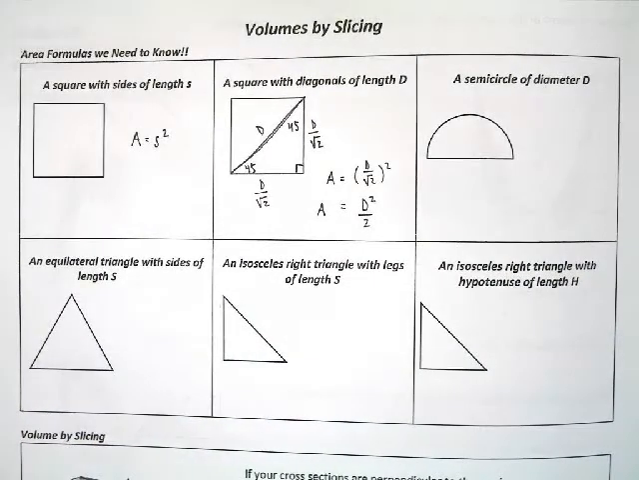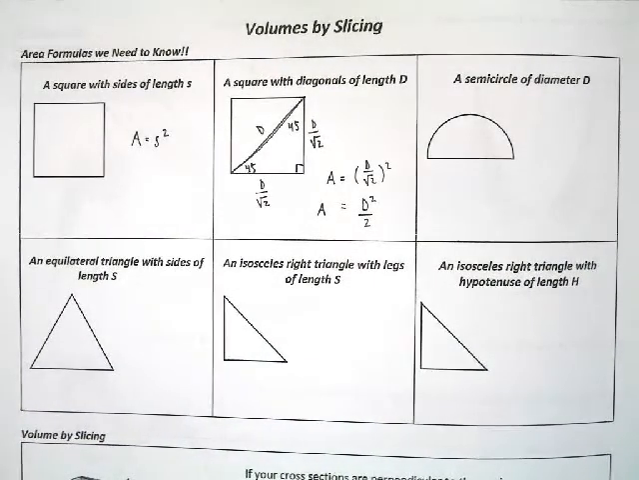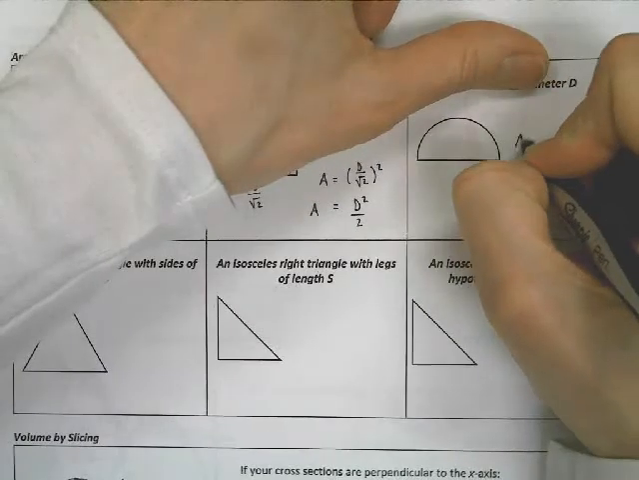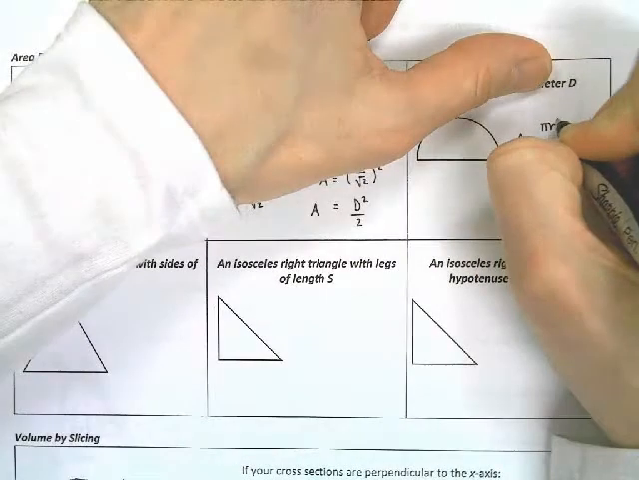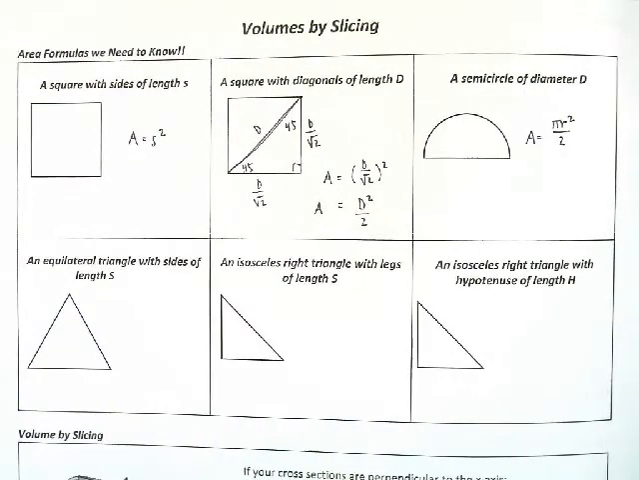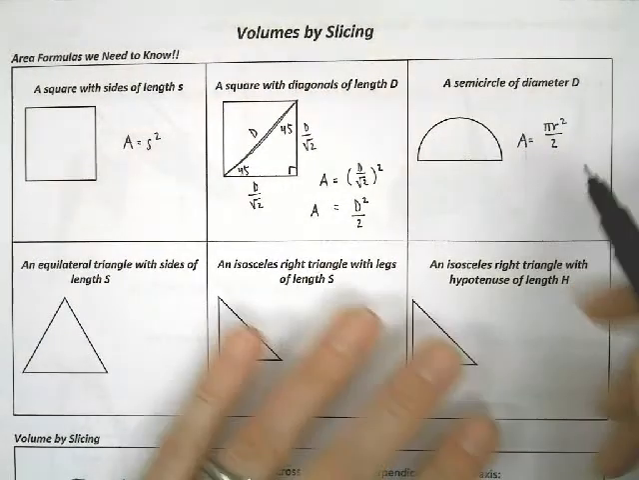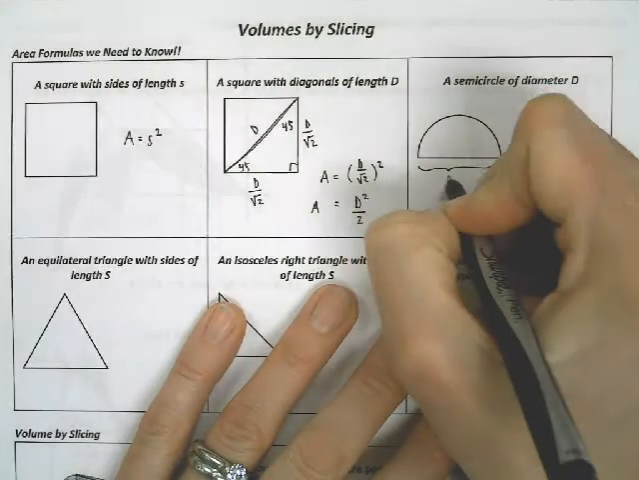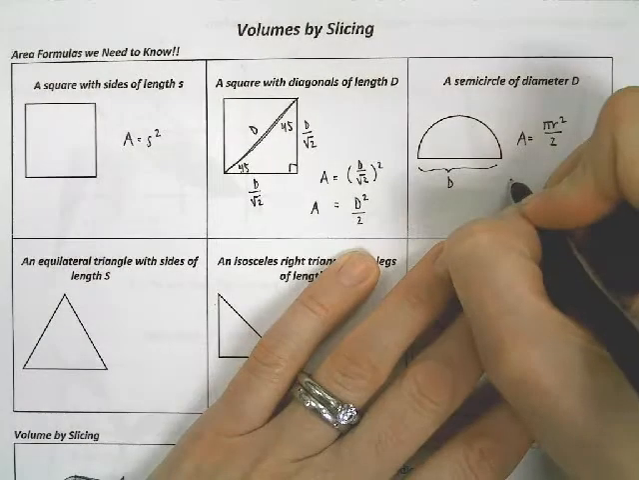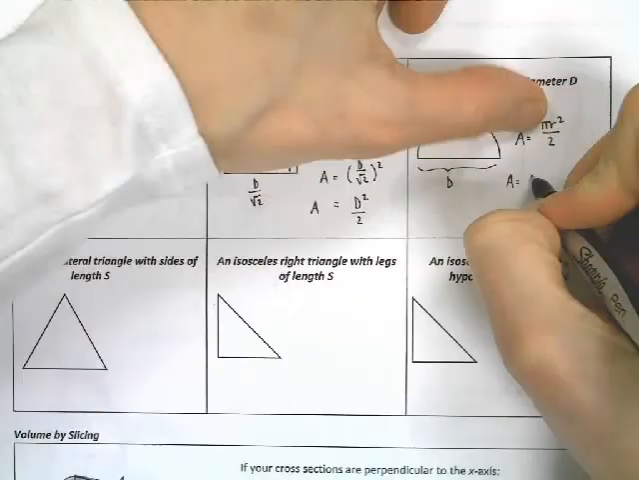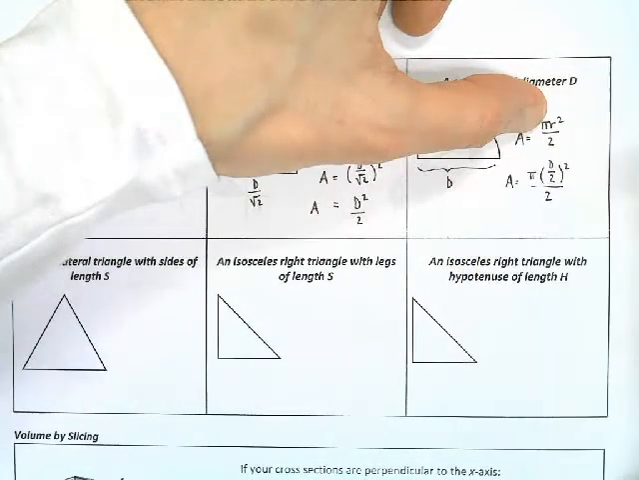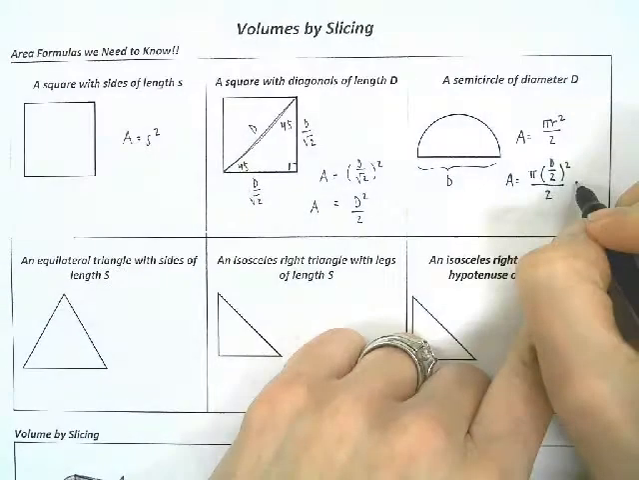Okay, next one is a semicircle of diameter d. So now, we're all familiar with the formula for the area of a semicircle. So I know that is pi r squared over 2. Now, the only thing I need to do here is I need to get this in terms of the diameter, not the radius. So I know the radius is d over 2, so I'm going to make a substitution here. So I have pi times d over 2 squared over 2, and then we'll go ahead and simplify that.